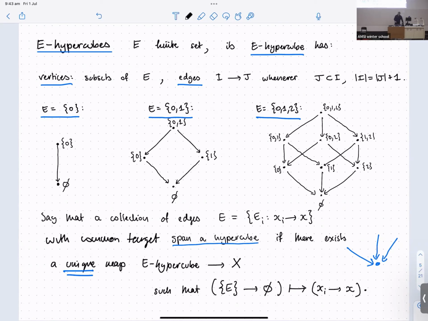I'm saying this set of edges spans a hypercube cluster.